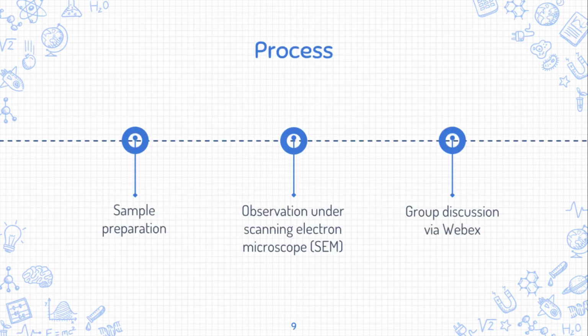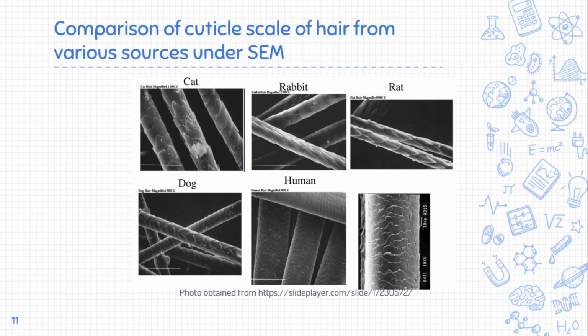Evidence analysis process. First, sample preparations. Second, observation under scanning electron microscope. And we're also doing group discussion via WebEx platform. These figures show the comparison of cuticle scale of hair from various sources under SEM.